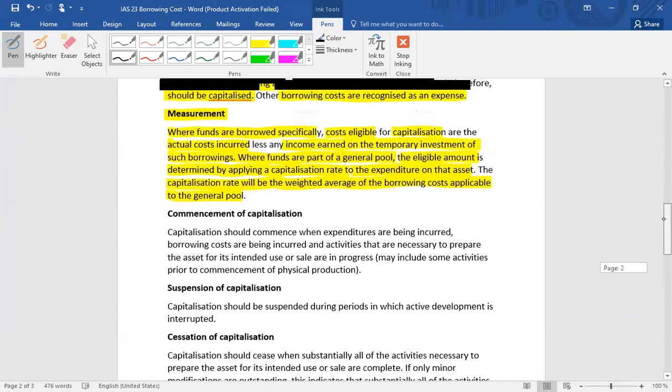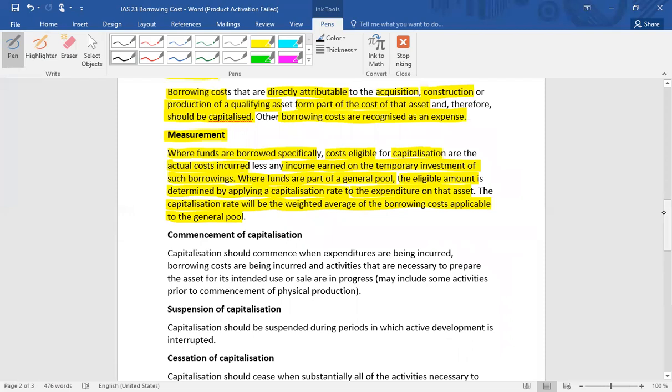So it is very important to classify whether it's a general borrowing or a specific borrowing. Now, a question is when to start capitalization of interest cost? At the time of taking the loan, or when the asset's construction has started? So capitalization should commence when expenditure is being incurred, borrowing costs are being incurred, and activities that are necessary to prepare the asset for its intended use or sale are in progress. It may include some activities prior to commencement of physical production. It doesn't mean that the actual work has started. Some preliminary work is also needed. So we'll take this preliminary work as commencement of capitalization.